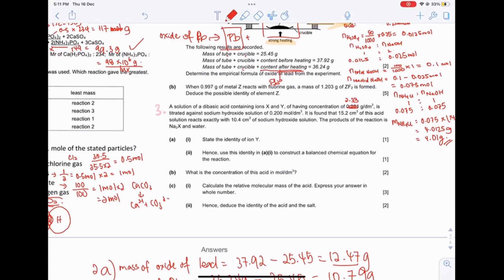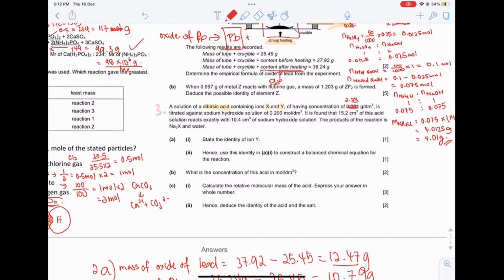Okay, let's just go through it. A solution of dibasic acid containing ions X and Y, having concentration 2.33 gram per dm cube, is titrated against sodium hydroxide solution of 0.2 mole per dm cube. So some things to notice over here: it contains two ions, X and Y. It is a dibasic acid.